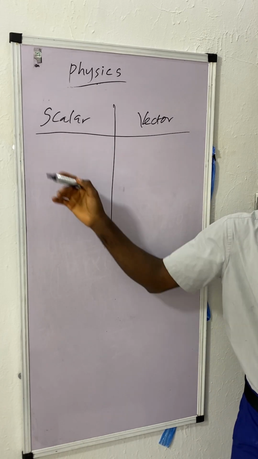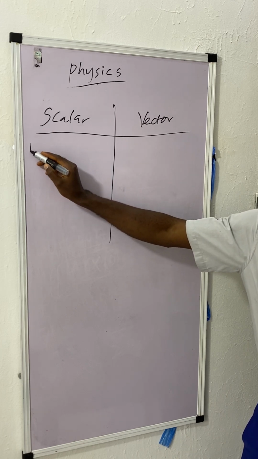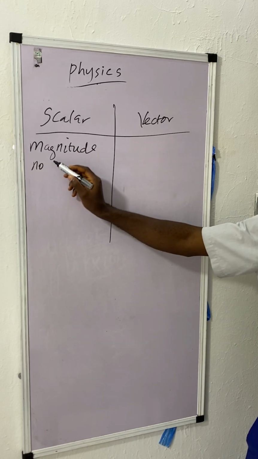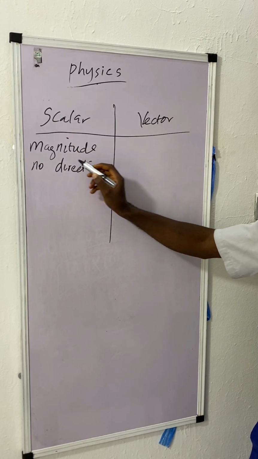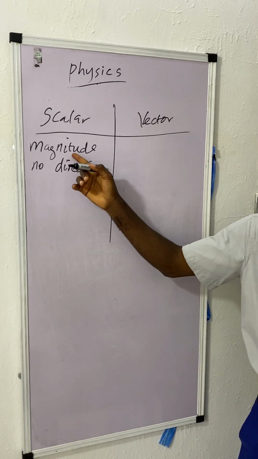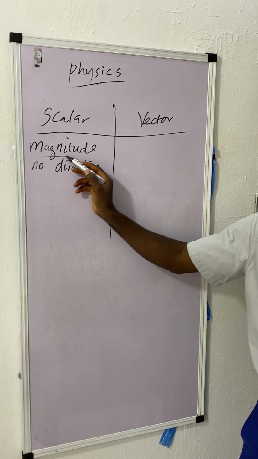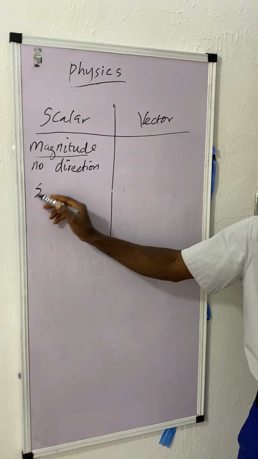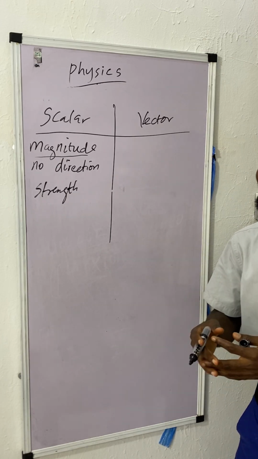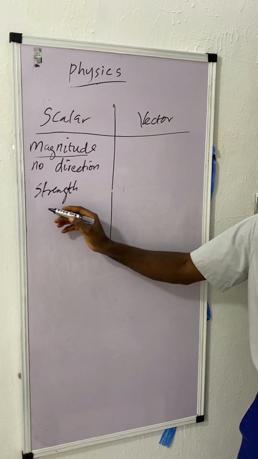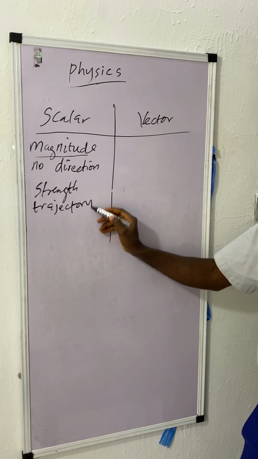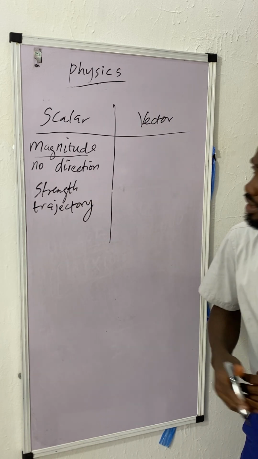It is said that a scalar quantity has magnitude but no direction. So a scalar quantity is a physical quantity that has magnitude but no direction. What is magnitude? Like I said, magnitude is strength, or the extent of something, how far something can go. That's magnitude, or trajectory. These are words used instead of magnitude, but no direction.